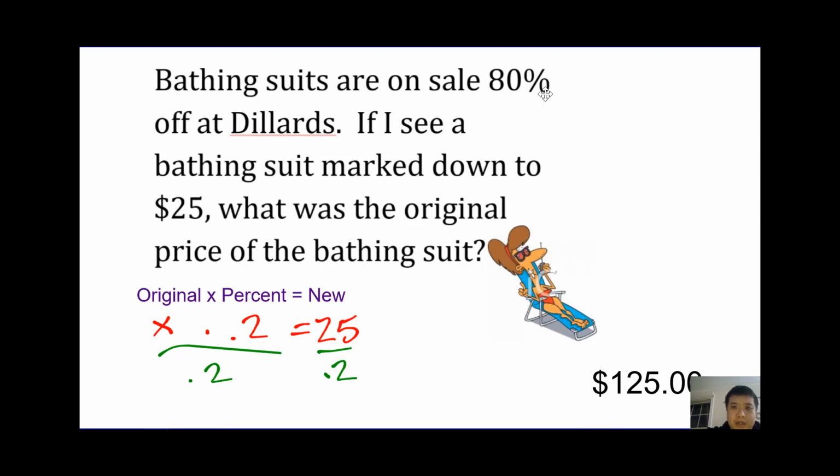Since we're on sale for 80%, 25% represents the 20% that we still pay. So x times 0.2 equals 25. Divide both sides by 0.2, we get $125.